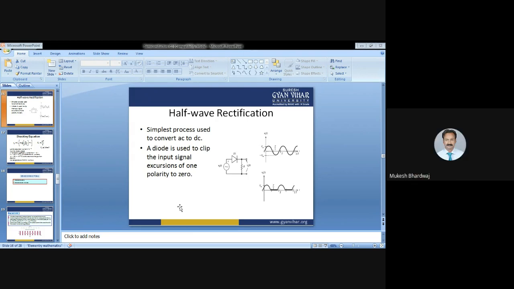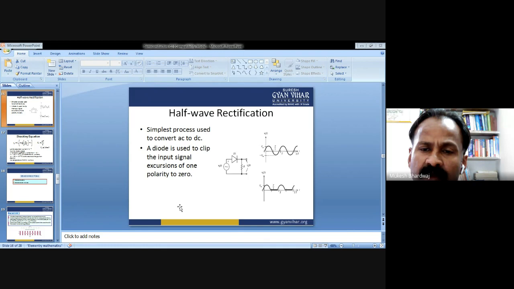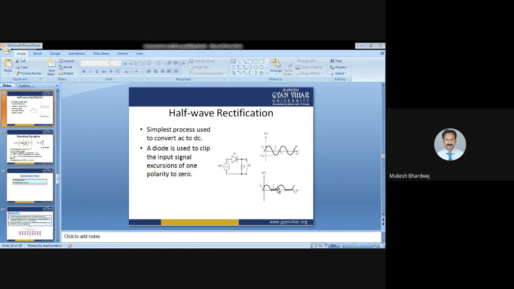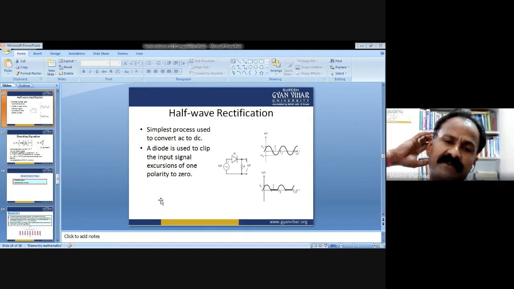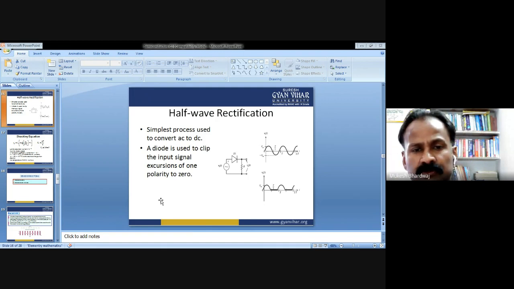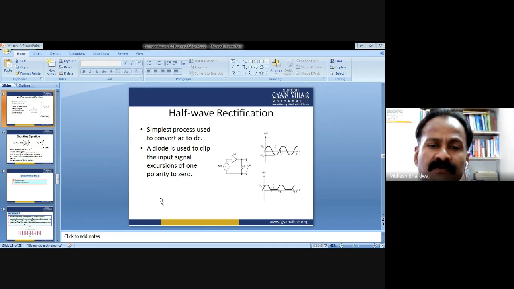The half wave rectifier basically rectifies the half wave of the pulsating AC. And as you see, the pulses are still not fully rectified, and you are not getting a constant DC. Still, we sometimes need half wave rectifiers for various purposes. So the definition of a half wave rectifier: the simplest process used to convert AC to DC. A diode is used to clip the input signal, the excursion of one polarity, to zero.